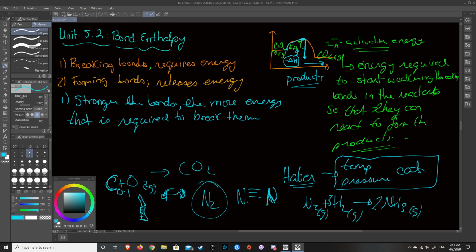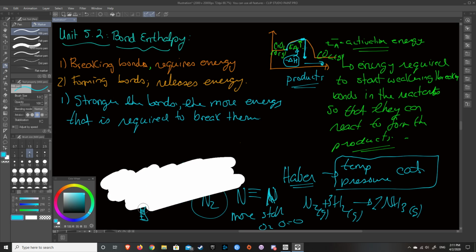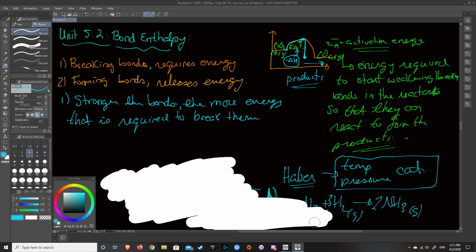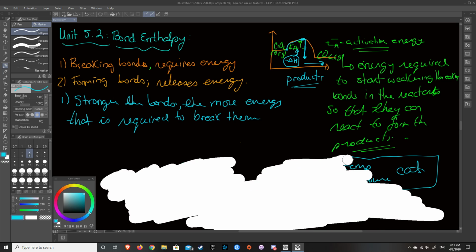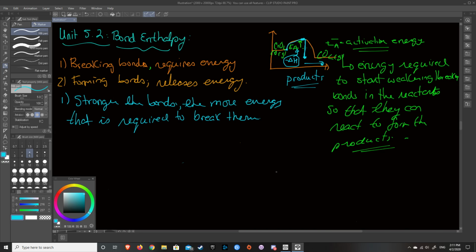The N triple bond is more stable than the O2 bond, the O double bonded to O bond. It requires more energy in order to cause it to react. So the stronger the bond, the more energy that is required to make it react. So the more stable the compound, right? We can't really make something that's unstable and unreactive react. We can force it to react, but it won't react spontaneously like we see with lots of reactions.